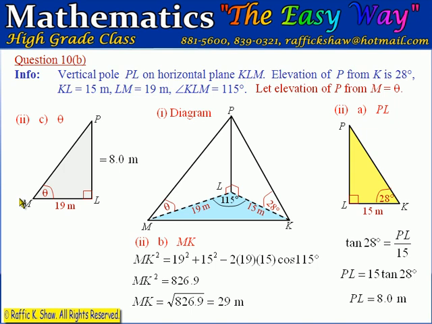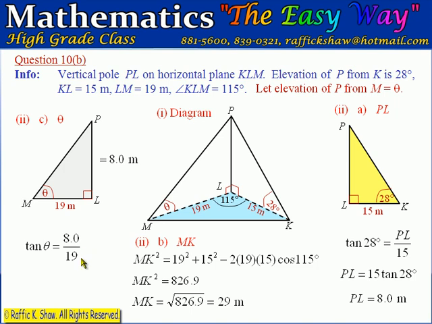So it's opposite and adjacent in a right angle triangle. And so we must use a tan trig ratio. Tan of theta equals the opposite over the adjacent. And we can use that trig ratio to calculate the angle theta. And let's show that calculation. So tan theta was the opposite side over the adjacent side to theta, and that's 8.0 meters divided by 19 meters. So tan theta equals 8.0 divided by 19.